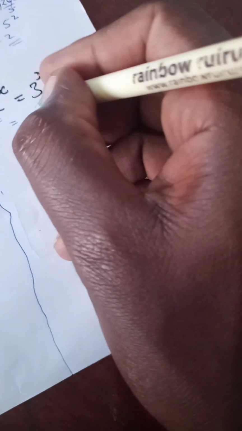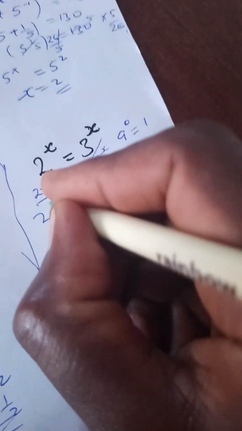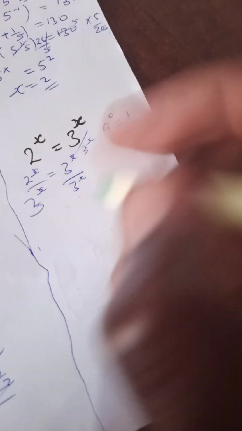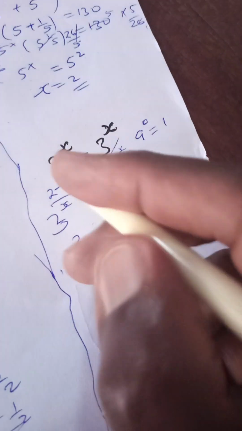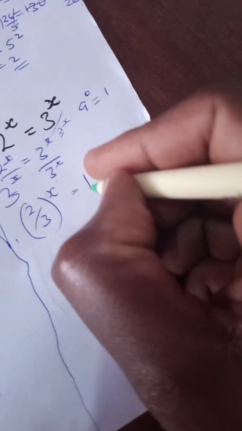you're going to say 2 raised power x is equal to 3 raised power x, so you divide both sides by 3 raised power x. So you get this part here can be written as 2 over 3 into bracket raised power x, and since the powers are the same, it is equal to 1.